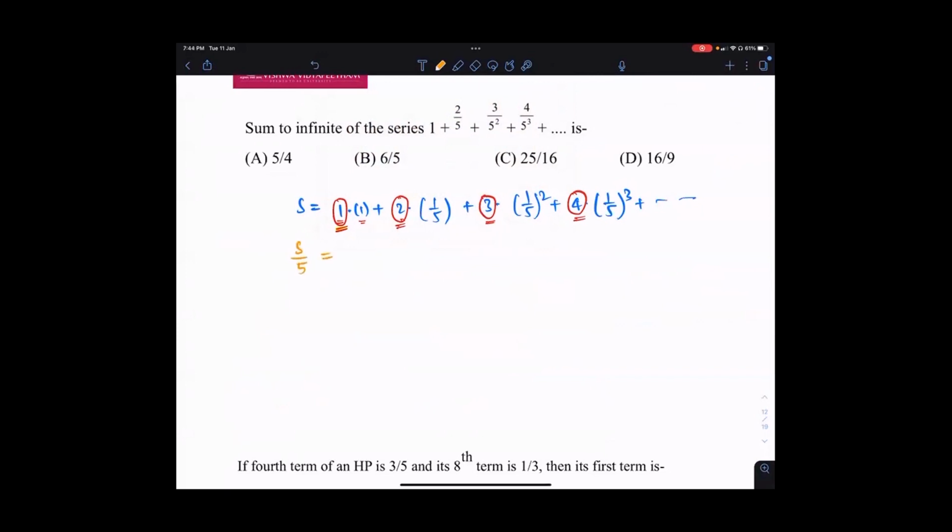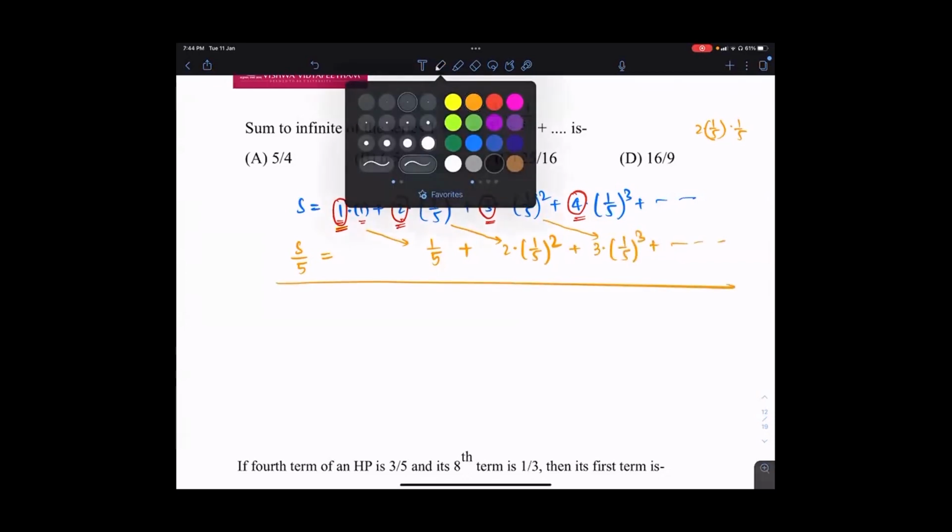Now, what is 1 into 1 by 5? It is 1 by 5. I'll write that here. Next, the second term, 2 into 1 by 5: if I multiply it by 1 by 5, I get 2 into 1 by 5 whole square. And the third term, multiplied by 1 by 5, gives 3 into 1 by 5 whole cube. And that continues. Now, what you need to do is just subtract these two.